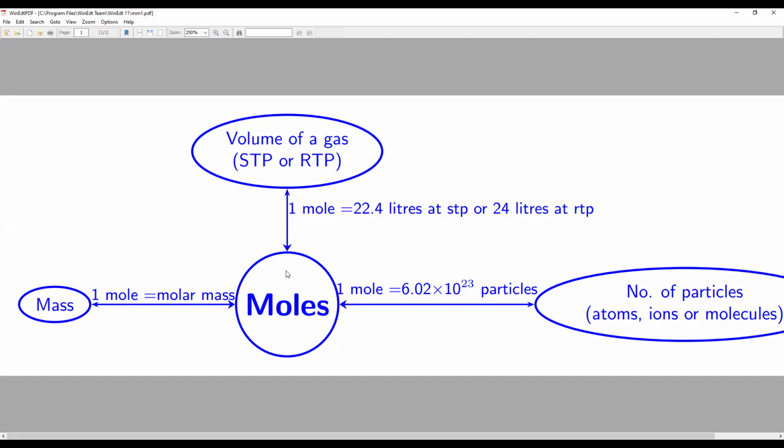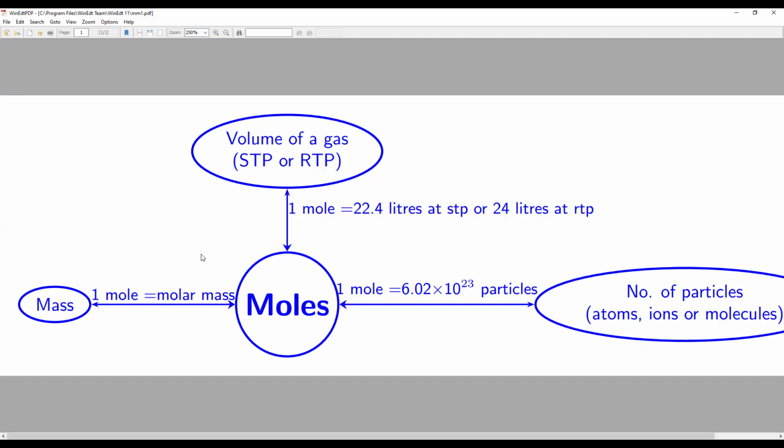Then to convert from moles to volume and also from volume to moles, here there are two situations. We have at STP, at standard temperature and pressure, and also at RTP, at room temperature and pressure. So what do we use here? We use 1 mole is equal to 22.4 liters, that is at STP, or 1 mole is equal to 24 liters, that is at RTP. So in summary, this is the mind map that helps us to convert from this unit to the other unit.